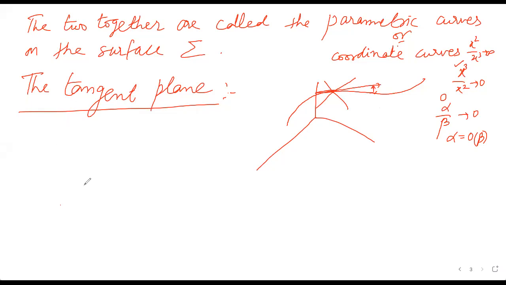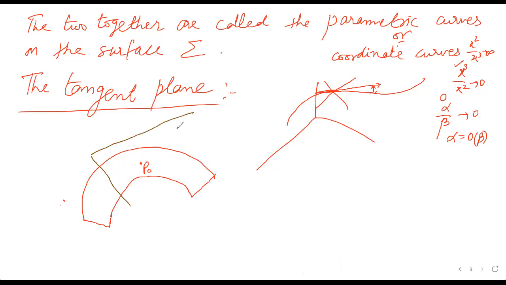Now here you have a surface. In a surface you have a tangent. Suppose you have a surface like this in R3. Now here, suppose you have some point P naught. At this point P naught I can have several tangent planes. How many tangent planes can pass through it?